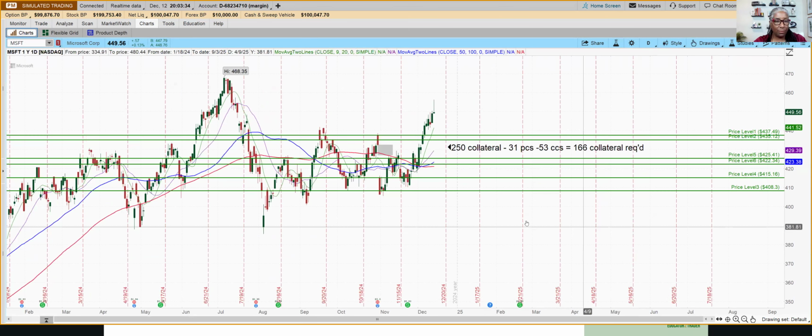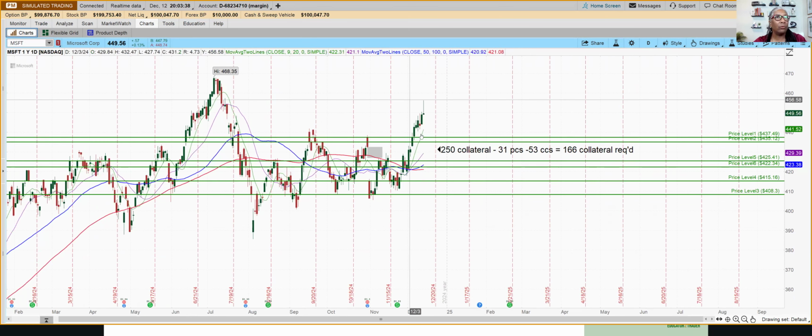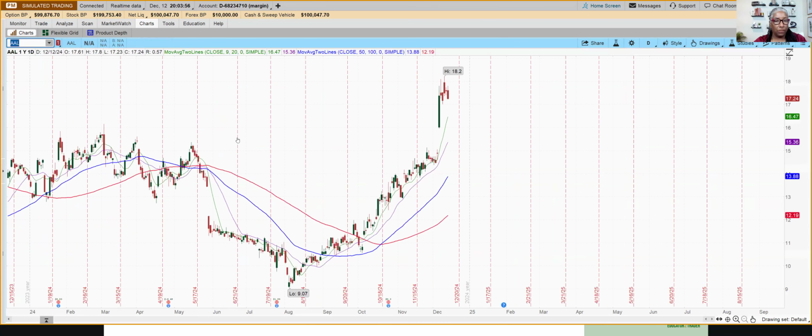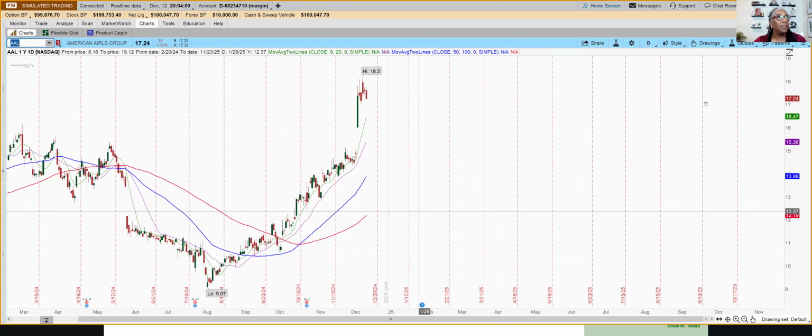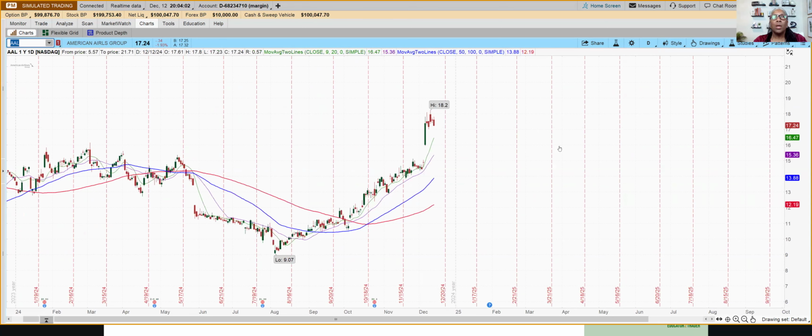Did anybody trade Microsoft this week? Any of my folks trade Microsoft this week? It's not looking very neutral right now, is it? I know our list said that it was neutral, but it's not looking very neutral. Melissa said, no, it took off. Yeah, I see. It took off.